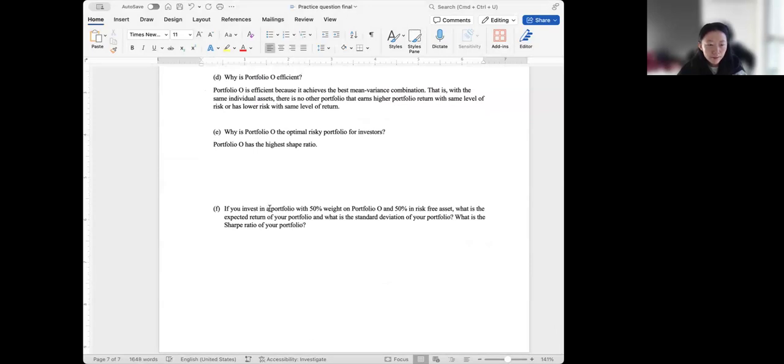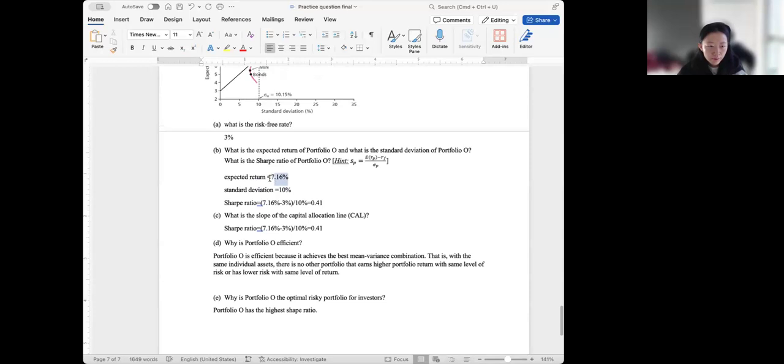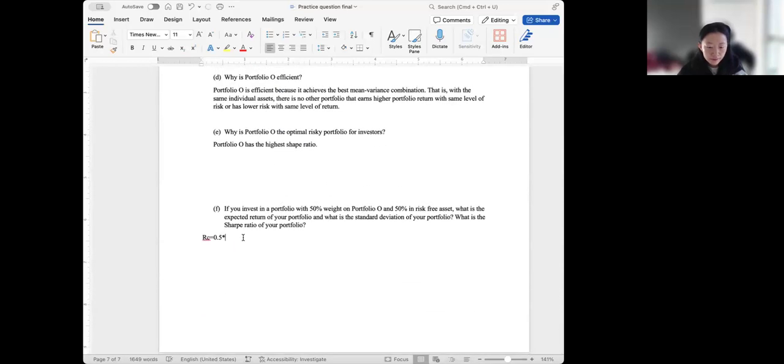And final question, if you invest in a portfolio with 50% weight on portfolio O and 50% on the risk-free asset, what is the expected return, the standard deviation, and the Sharpe ratio? So a portfolio with a risky asset and a risk-free asset is called a complete portfolio. So the return RC, which represents complete, is 0.5 times the return 7.16 plus 0.5 times 3% risk-free return, equals 5.08%.